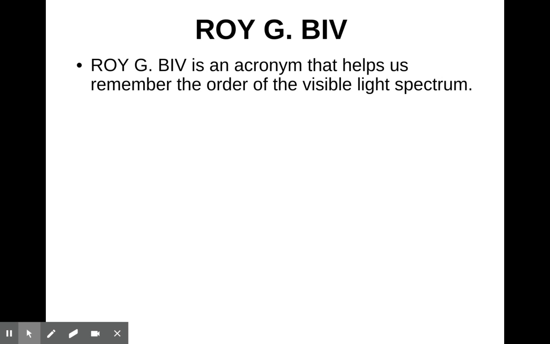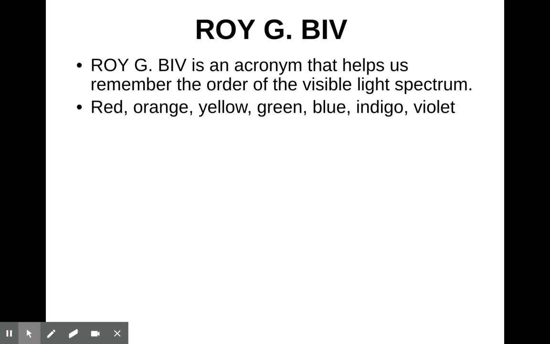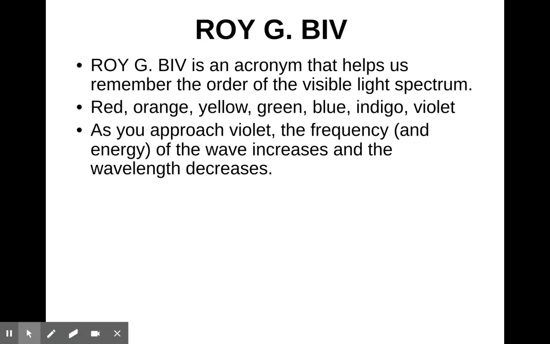So the ROY G. BIV is an acronym that helps us remember the order of the visible light spectrum. And again, the visible light spectrum that we talk about is red, orange, yellow, green, blue, indigo, and violet. So it ranges from a frequency that is lower to a frequency that is higher. And again, as you go higher in frequency, you're going to see that the wavelengths are starting to get smaller. They're going to decrease. So as you approach violet, the frequency and energy of waves are going to increase, but because of that, the wavelengths are going to decrease.